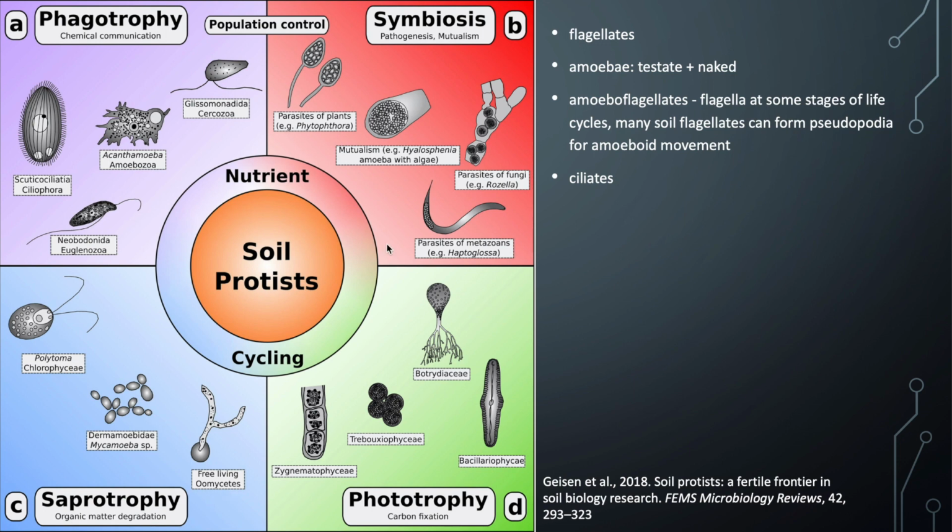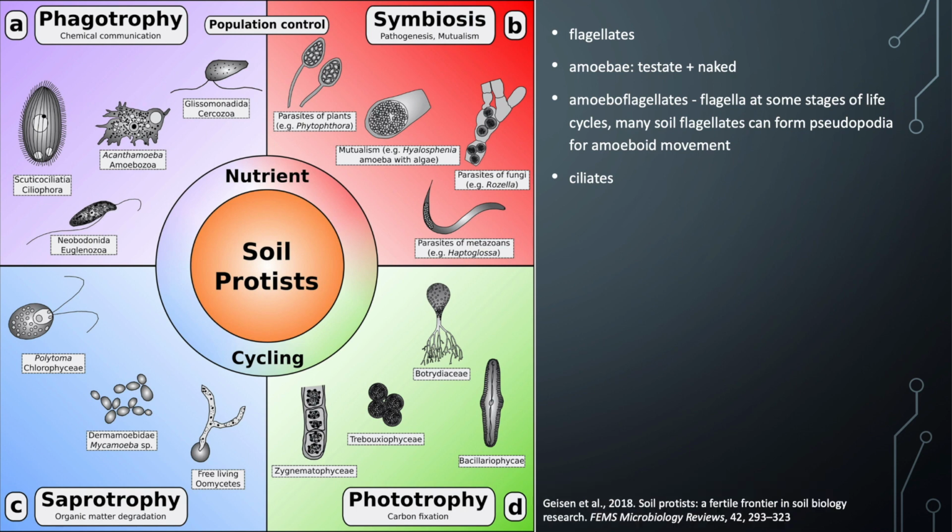So out of all these soil protists, the protozoa fit into this phagotrophic way of life. So all the soil protozoa that we'll be looking at are actually phagotrophic. And as mentioned earlier, phagotrophic means that these organisms consume other organisms. So they're essentially predatory. And phago means to engulf.